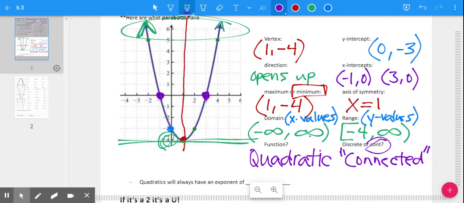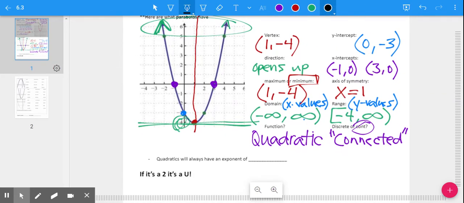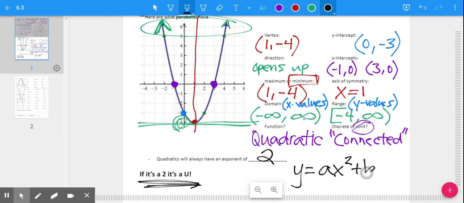So when it comes to the equation for a quadratic function, quadratics will always have an exponent of 2. So if it's a 2, it's a u. And the standard form for a quadratic function is y equals ax squared, so there's our exponent 2, plus bx plus c. That comes straight from the formula sheet. So if you know where your formula sheet is, make sure you're bringing it. If you don't know where it is, we'll get you a new one. But if it's a 2 in the exponent, it's a u, a parabola, a quadratic.